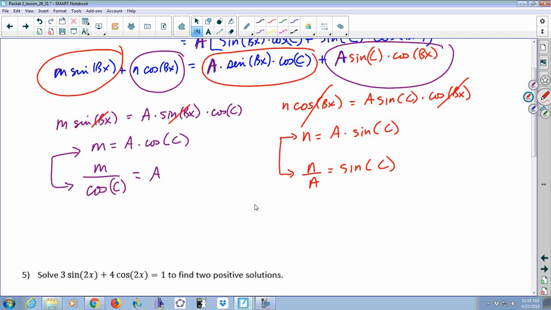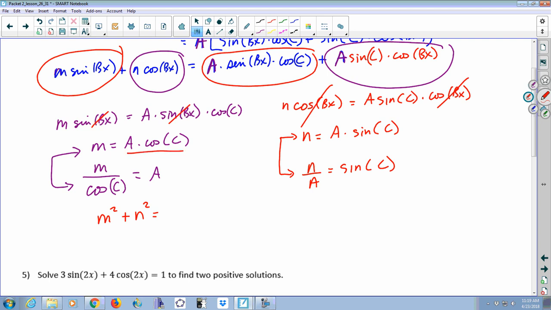But what we do now is we're going to square m and n and add them together. So we're going to do this. We're going to say, what does m squared plus n squared look like? And you'll see in a minute, if you just hold on, why we're doing this.